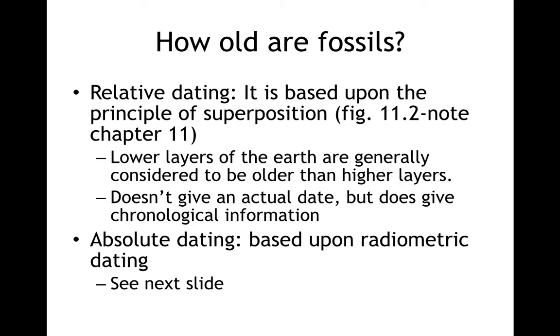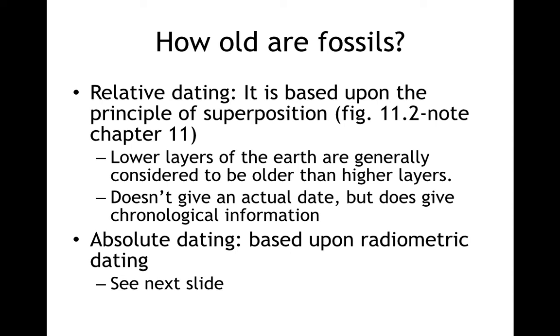So how old are fossils? There are 2 ways that we age fossils. One is we call relative dating, and this is based upon the principle of superposition, the idea that lower layers of the Earth are older than top layers. But this just gives you a chronological order. So for example, we know the dinosaurs came before humans. We know that fish came before all the other tetrapods. Fish led to the tetrapods, including us, for that matter. And we know this based upon the layers of the Earth and how the organisms are laid out. But it doesn't tell us when the events occurred.